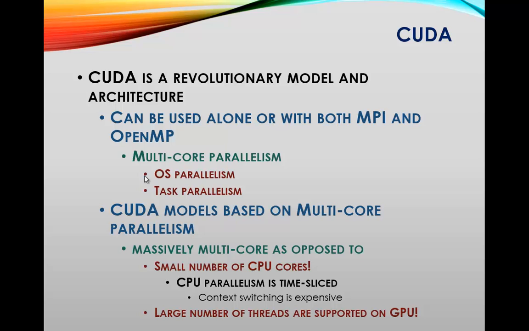It's a GPU programming language that we'll exploit in this class, and it can be used in conjunction with both OpenMP and MPI, or just as a standalone directive that we will use and set of libraries with the C compiler, or rather our C++ compilers in Visual Studio. And it is a massively multi-core parallelism architecture. It performs both task and OS-based parallelism.